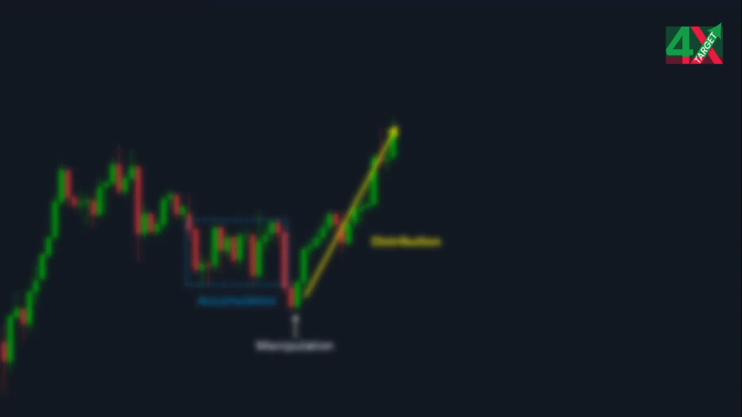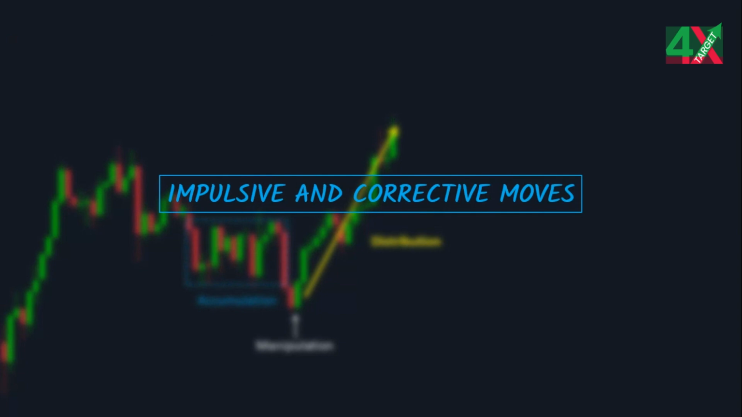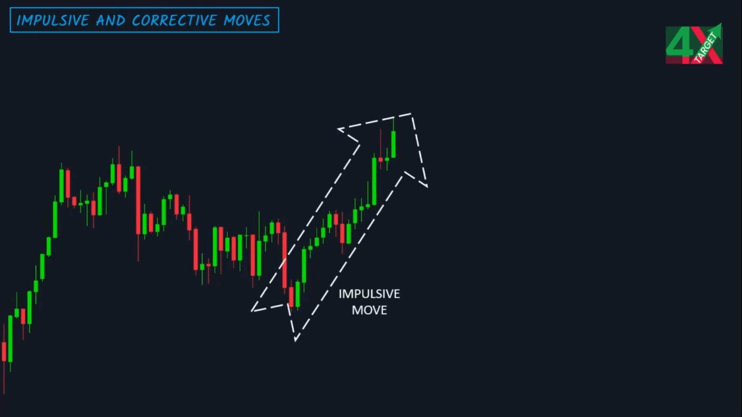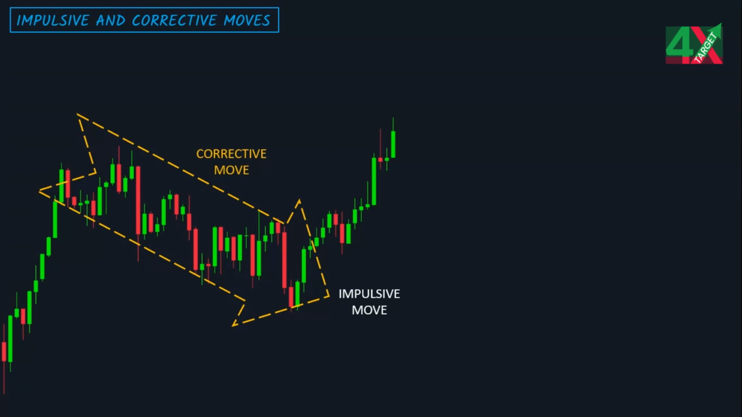Together, these cycles create impulsive and corrective moves. An impulsive move is a strong, decisive push in the direction of the overall trend. It's driven by institutional order flow, the big players entering or adding to their positions. On the other hand, a corrective move is the market's way of taking a breath. It's a temporary pause or retracement against the main trend, where price consolidates, retraces, or moves sideways. During this phase, the market is collecting liquidity and preparing for the next impulsive leg.